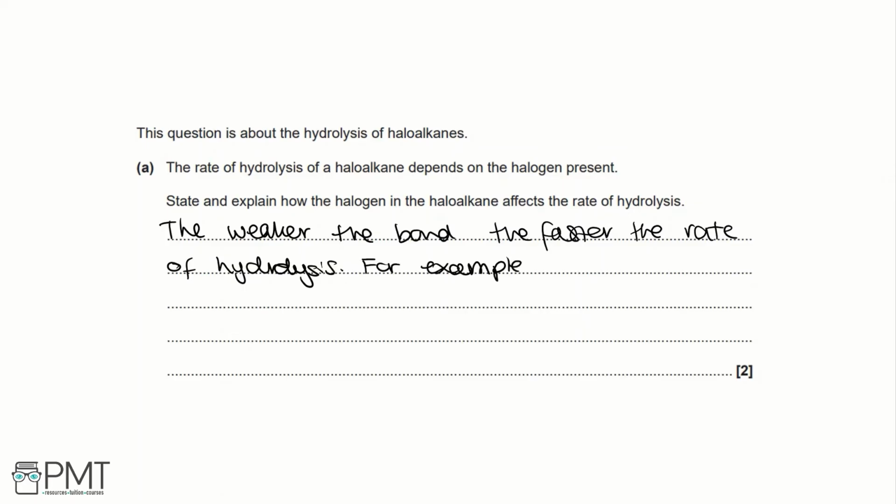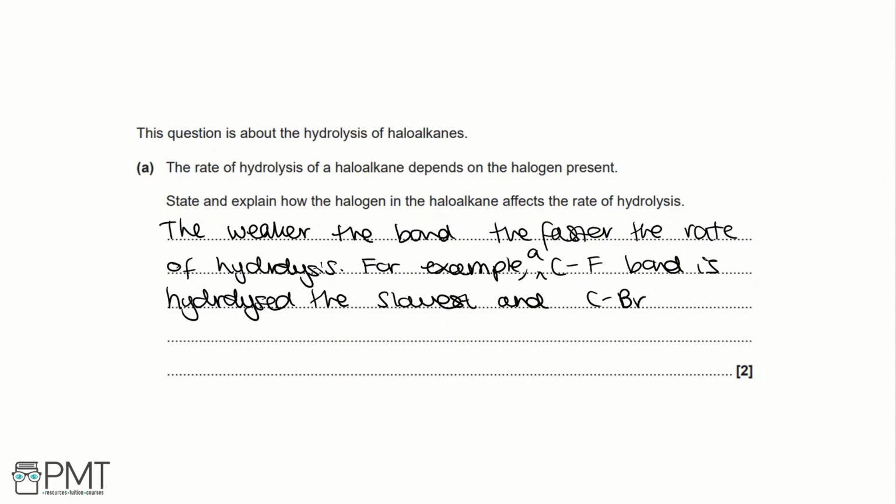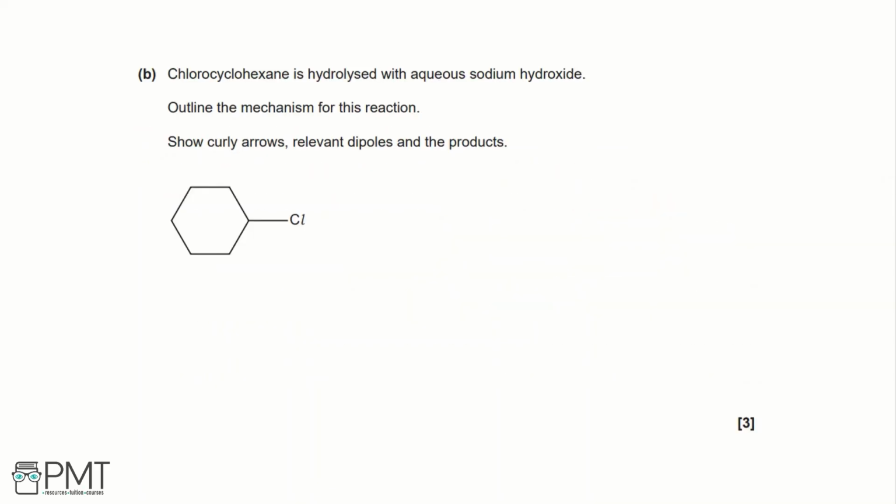And then to get the second mark, you need to compare this to a carbon-halogen bond, like 2 of them. So, for example, we can have a carbon-fluorine bond, and this is going to be hydrolyzed the slowest out of the halogens, and then you've got carbon-bromine is hydrolyzed slower than carbon-iodine. So this is your second mark.